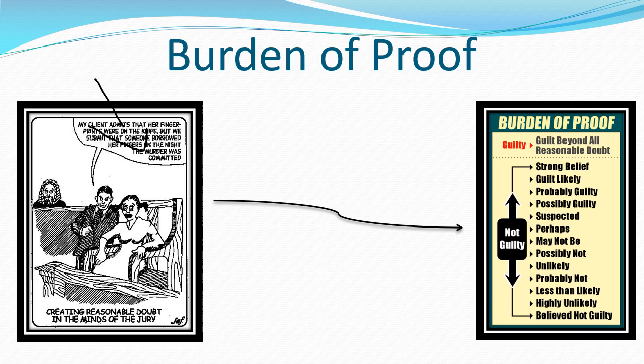I added this in here as well because there are a lot of different words that might confuse people. You would be considered not guilty if any of these words right here came about: believe not guilty, highly unlikely, unlikely, perhaps, suspected, probably guilty. It has to be guilty beyond reasonable doubt. So in order for someone to be guilty of anything, they have to have this burden of proof, and they have to be 100% sure that this person is guilty of the crime that they committed.